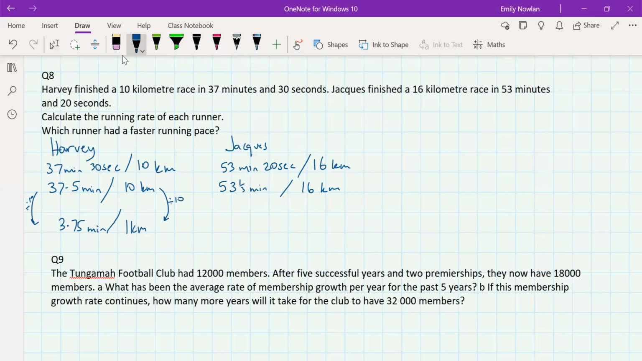Now, to do 16 kilometres, I want it to come back to per 1 kilometre. So I have to divide by 16. Do the same here. You can, on your calculator, go 53 1/3 divided by 16. And that gives us 3 1/3 minutes per kilometre. That could also be written as 3.3 recurring minutes per kilometre. So 3.3 recurring, or 3 1/3, is shorter than 3.75. So Jacques is the one who ran the quickest.